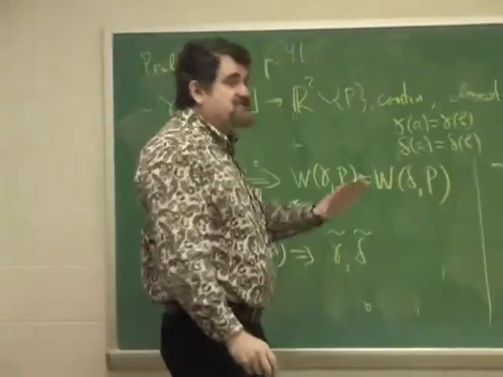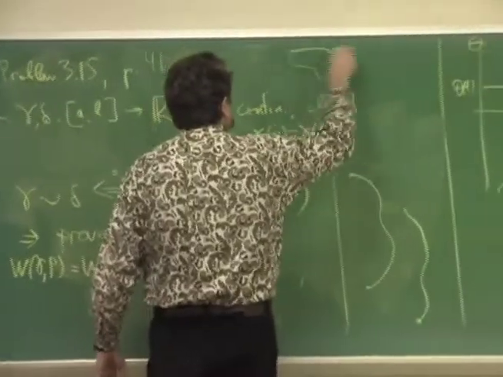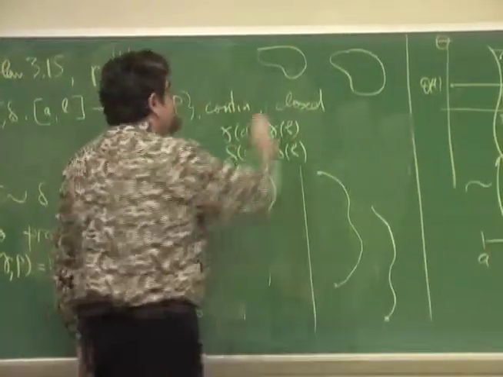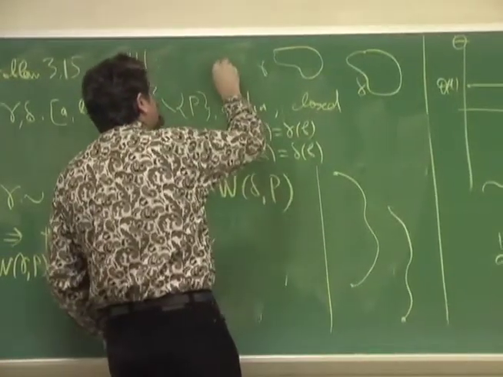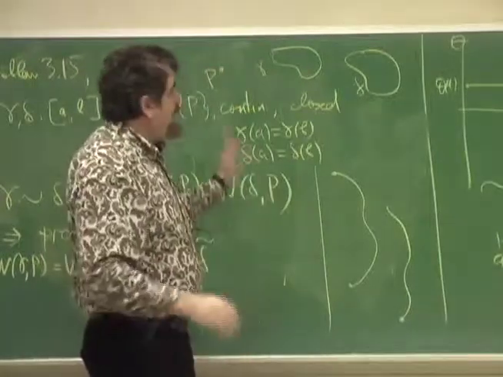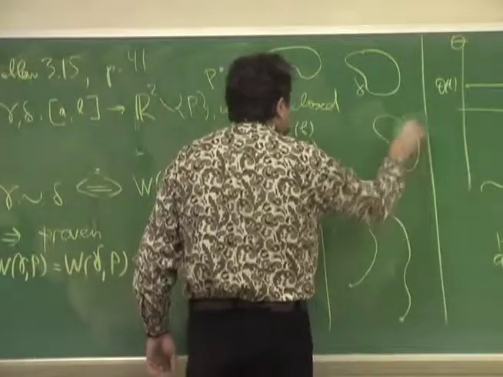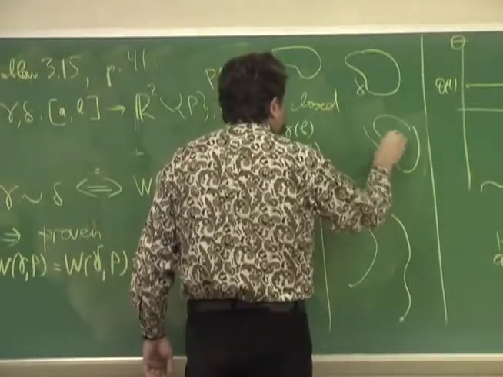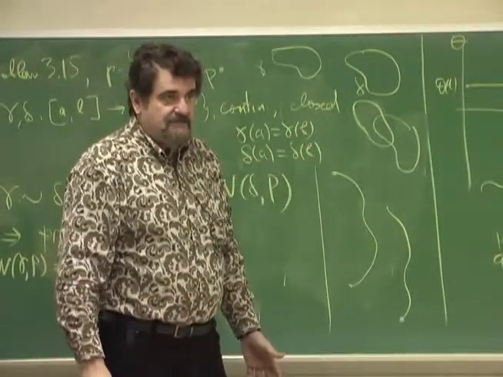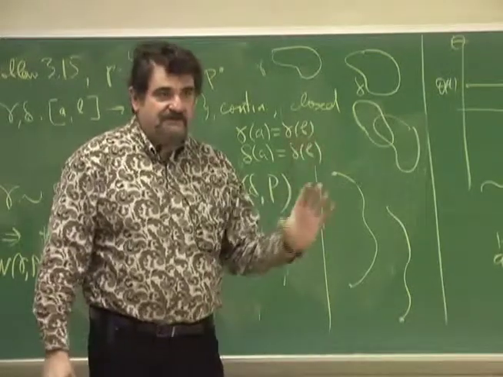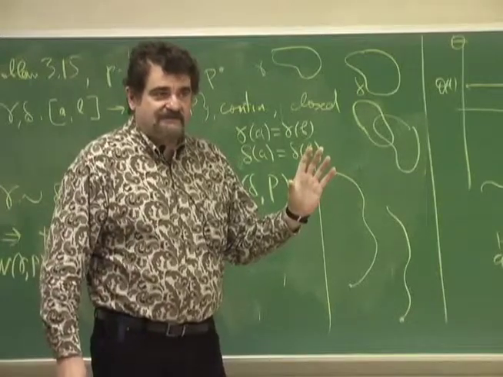First of all, I can shift one of the curves so that, for example, I have two curves. It is gamma and this is delta. And this is p. I can shift both curves so that they have at least one common point. Can I do this? Sure I can, because when I shift a curve, its winding number doesn't change. You remember this?